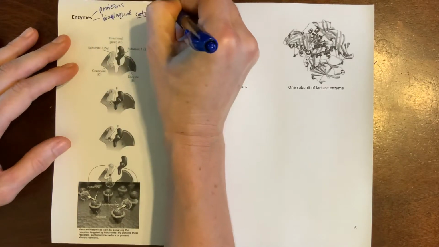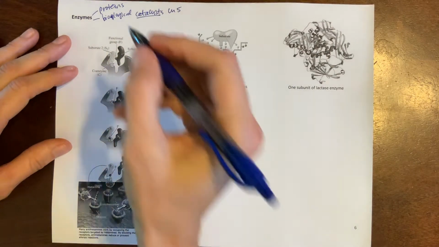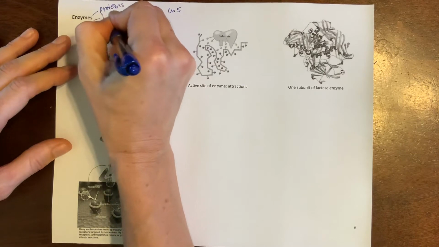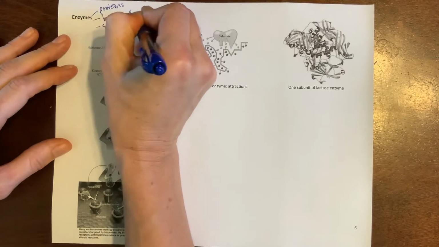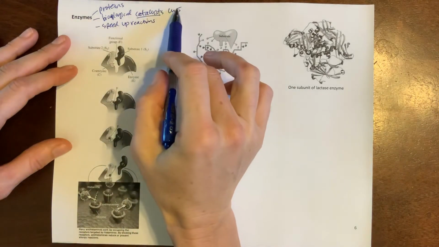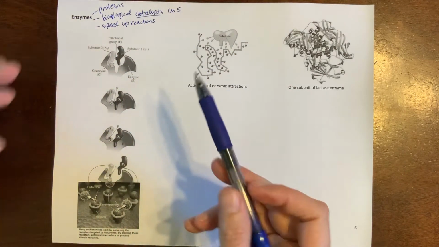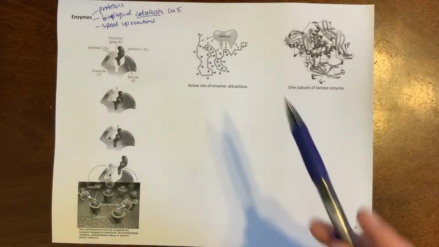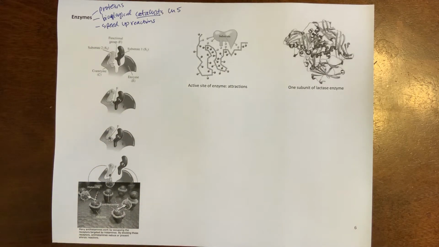And catalysts, if you remember, we're back in chapter 5 if you want to review that. Catalysts help speed up reactions by lowering the activation energy. So check back to chapter 5 for that. And we're going to look at a couple different pictures to help us see and understand enzymes here. All right, so I'm going to actually draw a really simple picture for you first, and then use these more complex ones to understand a little bit better.